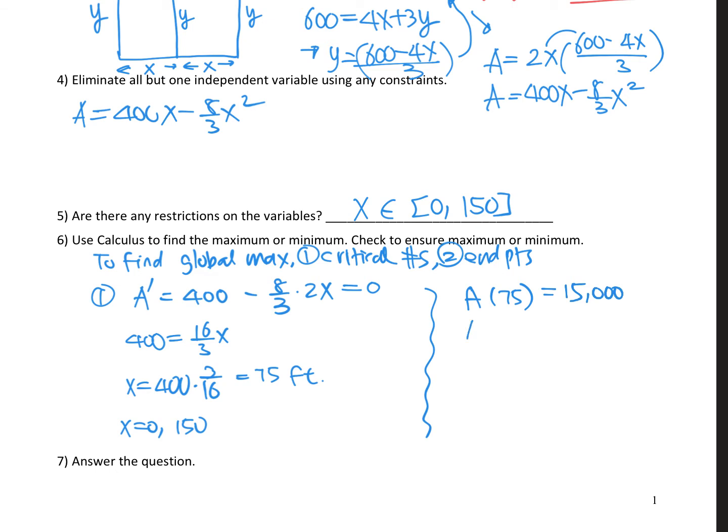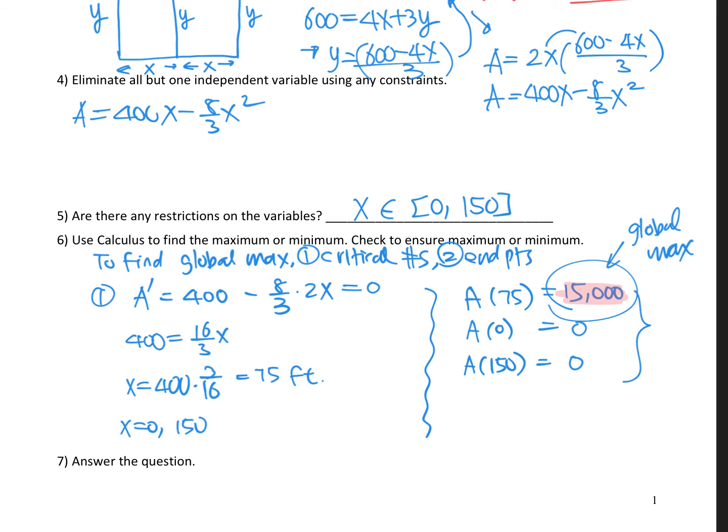And then if you plug 0 into the equation, that's going to be 0. When you plug in 150, again, I'm plugging 150 into x here, if you calculate it out, you also get 0. So from here, I can say this is the max, right? So let me highlight that. So that's going to be the global max. That means that's going to give you the highest area, basically.